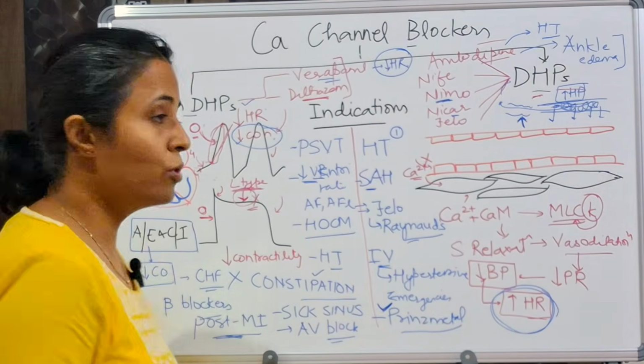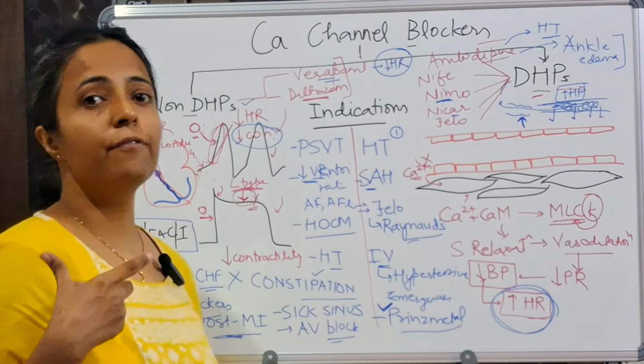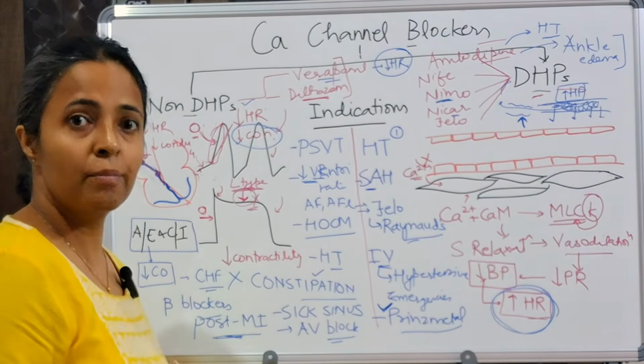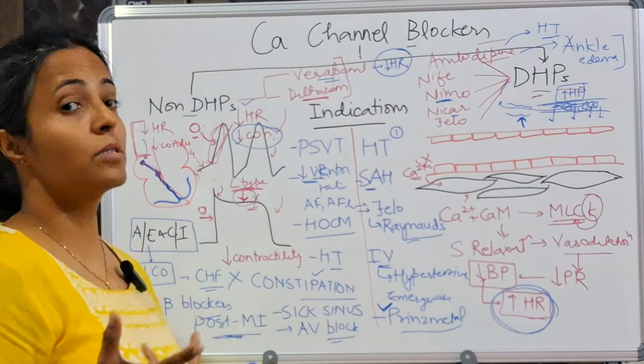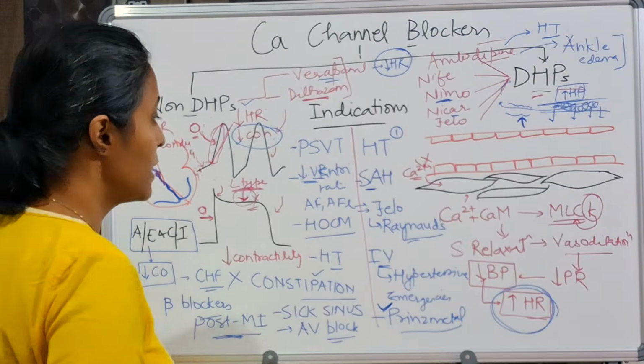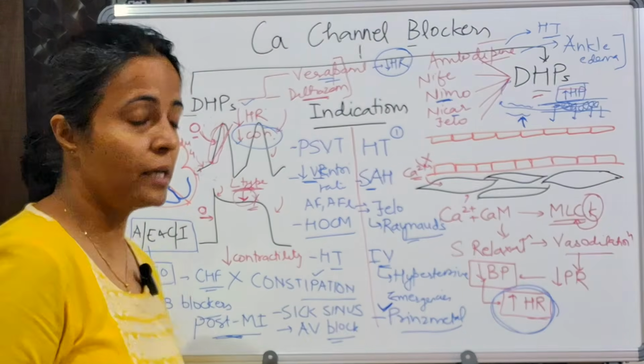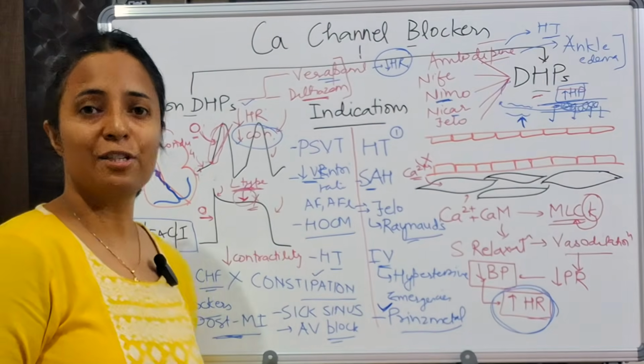Then in patients on whom beta blockers are contraindicated, as I told you, that if the patients are having asthma, then in that case beta blockers are not used for them. So in that case calcium channel blockers can be used, and also they can be used for peripheral vascular diseases. Fine. So that was all about the calcium channel blockers.